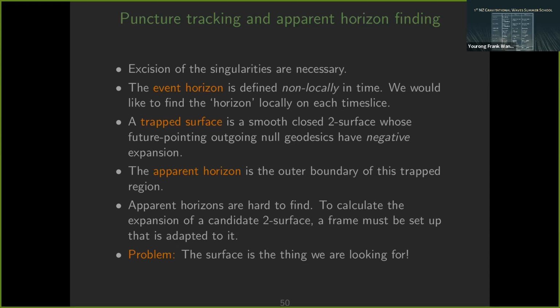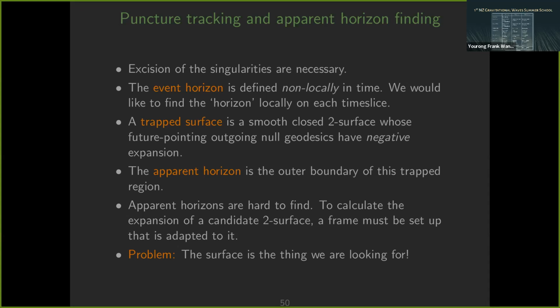So Penrose, Suzanne mentioned trapped surface in the last talk. It's a closed two surface whose future pointing outgoing null geodesics have negative expansion. So this is basically saying that if you have a congruence of null geodesics that are pointing even outside the black hole, then they're going to converge in the future. So that means they're going to have to meet and come back in.